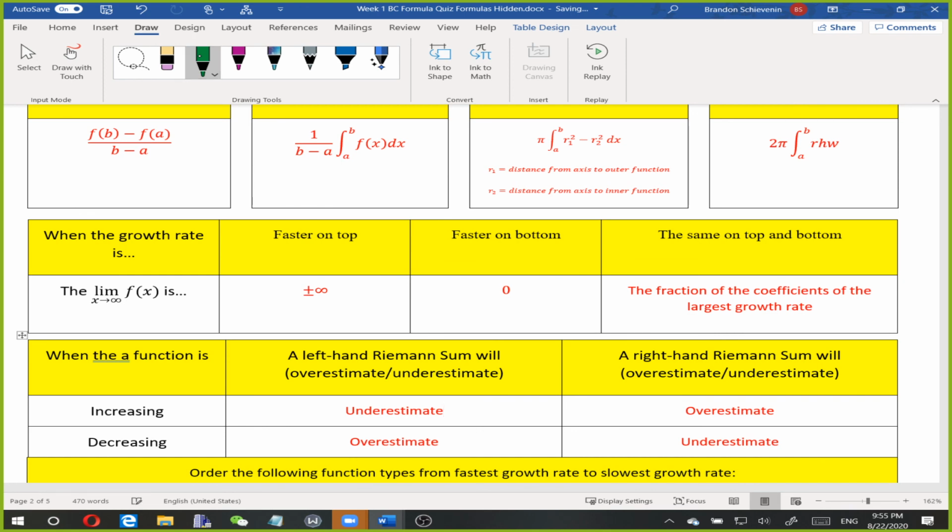Okay, but if I'm using a right-hand Riemann sum, it's reversed. If I'm using a right-hand Riemann sum and our function is increasing, so this means heights from the right-hand side, then I will overestimate. If our function decreases and I use heights from the right-hand side, then I would underestimate. Okay, any questions on these 4?